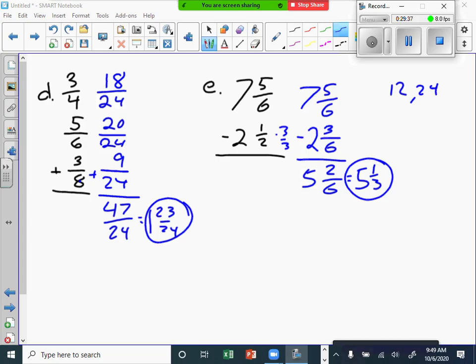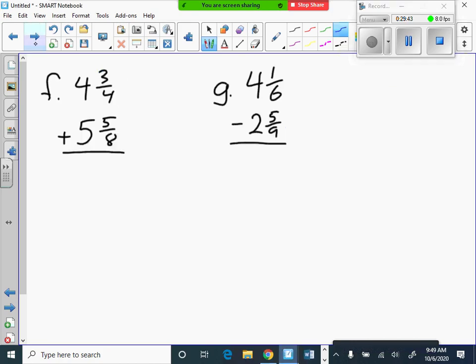Any questions? So you understand? Any questions? All right, look at the next one, F. What's the common multiple? 8. So this time I'm going to just change the fraction. So 6/8 plus 5/8 is 11/8.